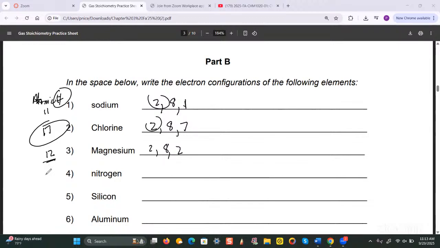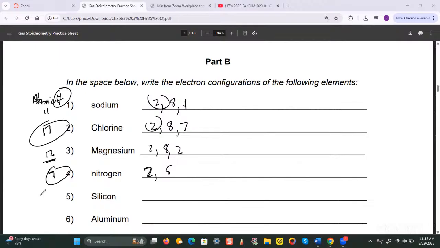Okay, what about nitrogen? Now, the atomic number of nitrogen is 7, all right? So how many electrons are going to the first shell? And then how many electrons are going to the second shell? Nope. Remember, the atomic number is 7. 5, exactly.